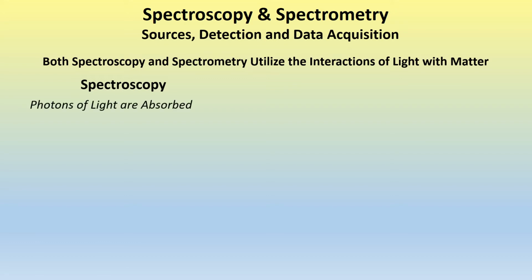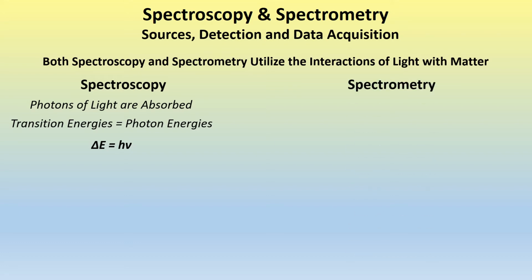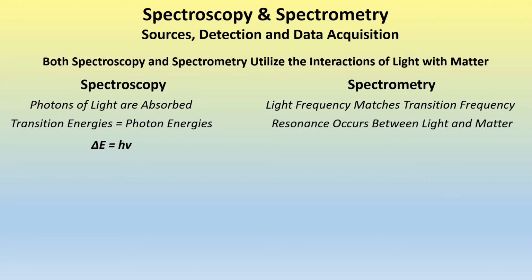Transition energies equal photon energies with the Planck relationship, delta E equals h times frequency, defining the energy relationship with the transition. In spectrometry, light frequencies match transition frequencies. Resonance occurs between light waves and matter waves. Resonance is also related to frequency.